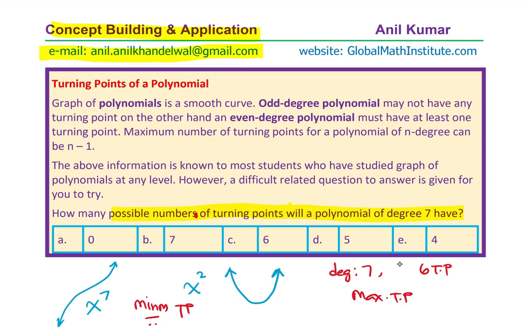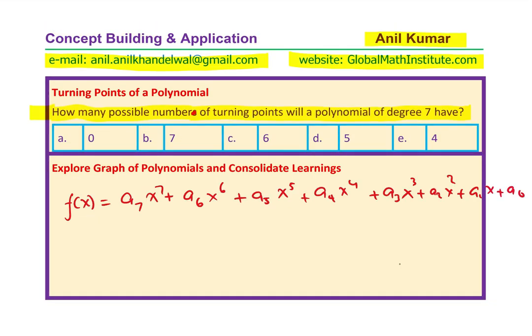So I hope you must have thought about this question. Let us look into the solution of this question now. So, how many possible number of turning points? Degree 7. So let's begin with minimum and maximum.